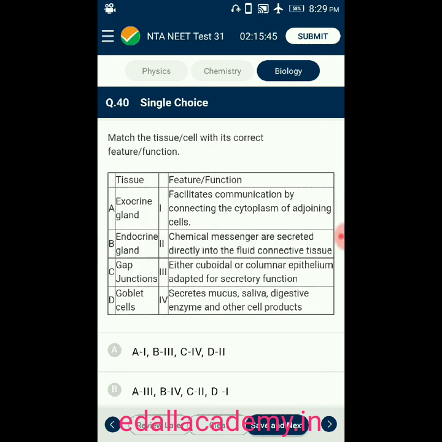Question number 40. Match the tissue or cell with its correct feature or function. Exocrine gland is formed of secretory epithelium whose secretions are released in a duct rather than directly mixing with the bloodstream. Endocrine gland is again formed of secretory epithelium, and the secretions, called hormones, are directly released into the blood, that is fluid connective tissue. Goblet cells are unicellular modified secretory epithelium commonly found in digestive glands. Gap junctions are a type of link found in animal tissues which help in cell to cell communication, that is rapid transfer of ions. So the answer for this question is option C.